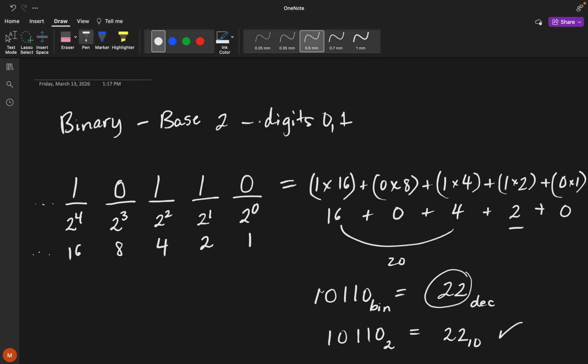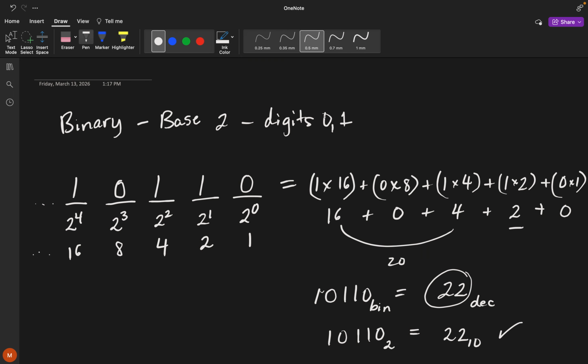Now, let's notice a pattern here that makes converting between a binary number into the decimal system very fast, very simple. Again, I said we expand these out by multiplying the digit that's in each place by the place value of that place and adding them all together.